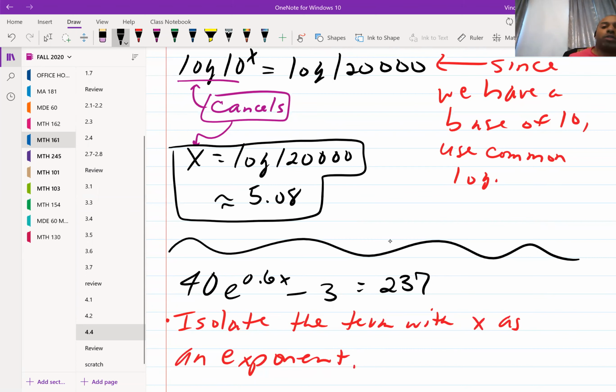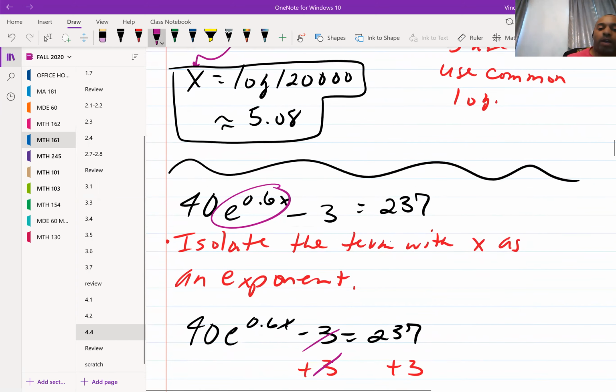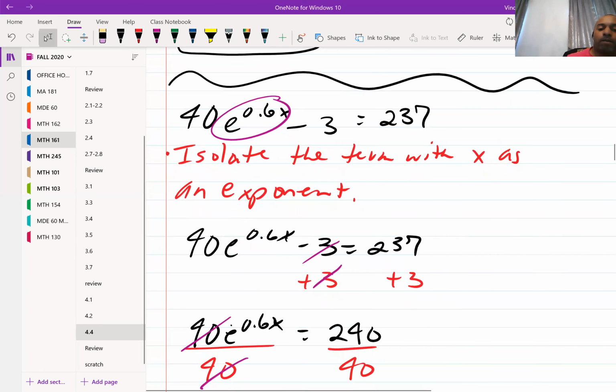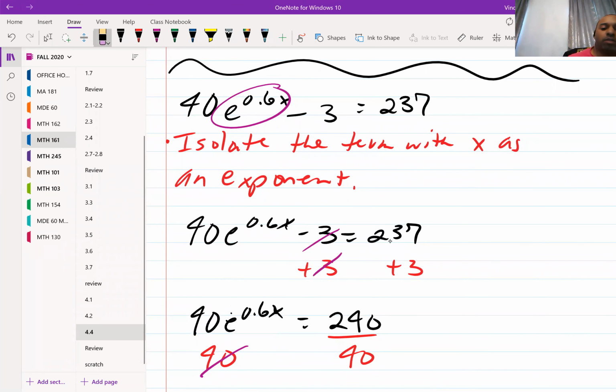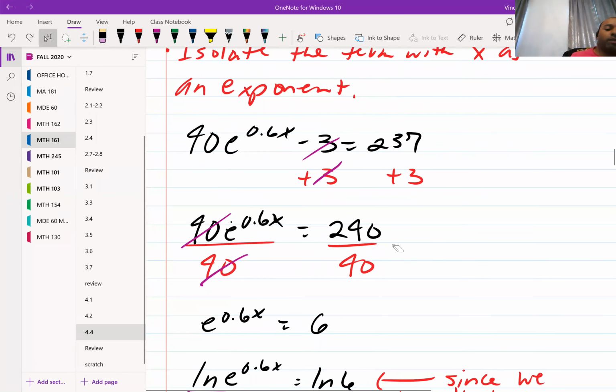All right. So the first thing we want to do is isolate this exponential function. So isolate the term with x as an exponent. In this case, we have e with x as the exponent, but we want to isolate that. So we'll add 3 to both sides. And that'll give us 40 times e to the 0.6x equal to 240. Then we'll divide both sides by 40, leaving us with e to the 0.6x equal to 6.